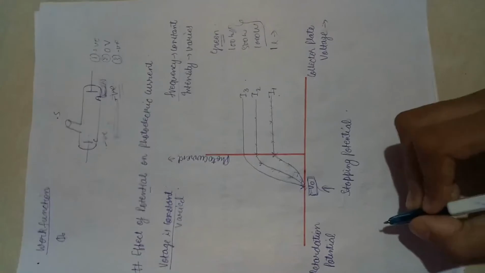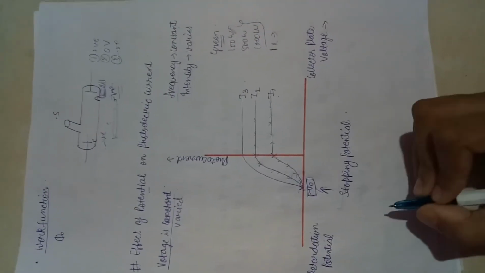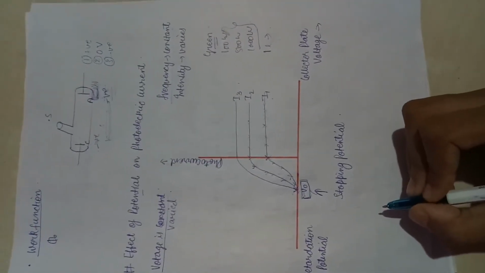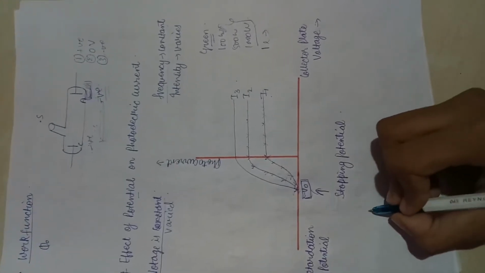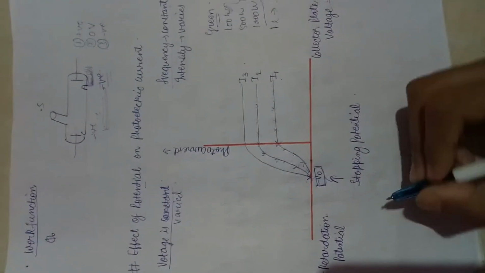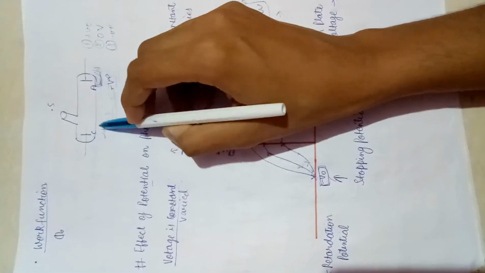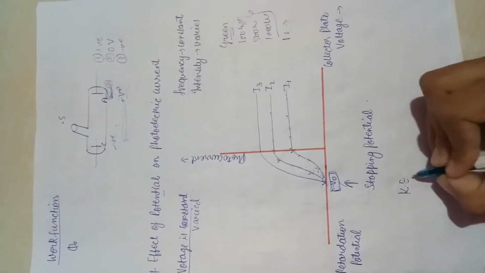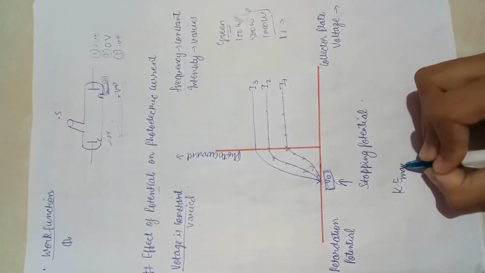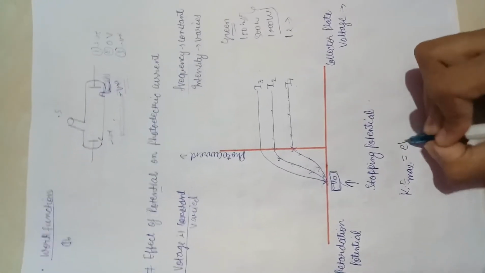Now we know that photocurrent becomes zero when V naught is sufficient to deal with the most energetic electron. So how can we write the equation for the kinetic energy of the electron? The maximum kinetic energy of the electron should be e times V naught.